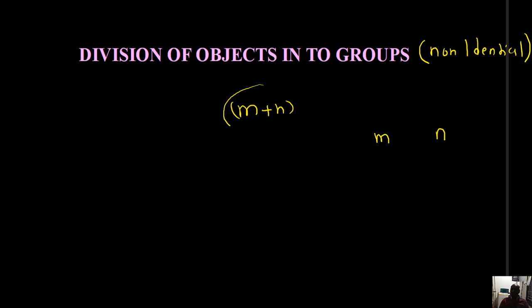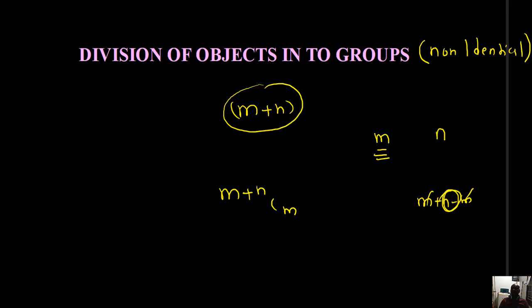From this m plus n, we want to select m objects to make a group, which can happen in m plus n C m ways. Okay, m objects are selected from m plus n. How many remaining elements are there with us? m plus n minus m, that is, n elements. Automatically, by using those n elements, you can make another group. No need to mention that. So what is the meaning of that?